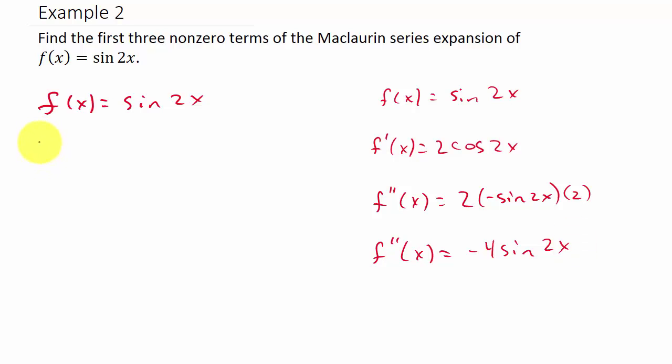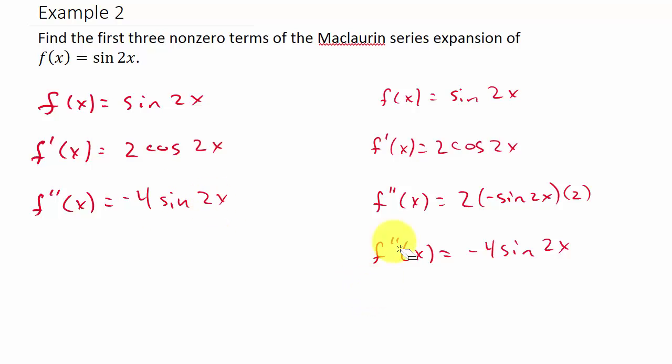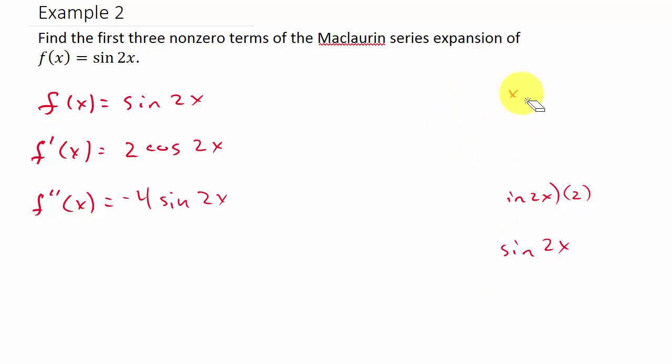So I've got the first derivative is 2 cosine 2x. The second derivative is negative 4 sine 2x. Let me get rid of this, and you see how to take the derivatives. So I'm just going to go ahead and write down the next derivatives. You should know how to do that.